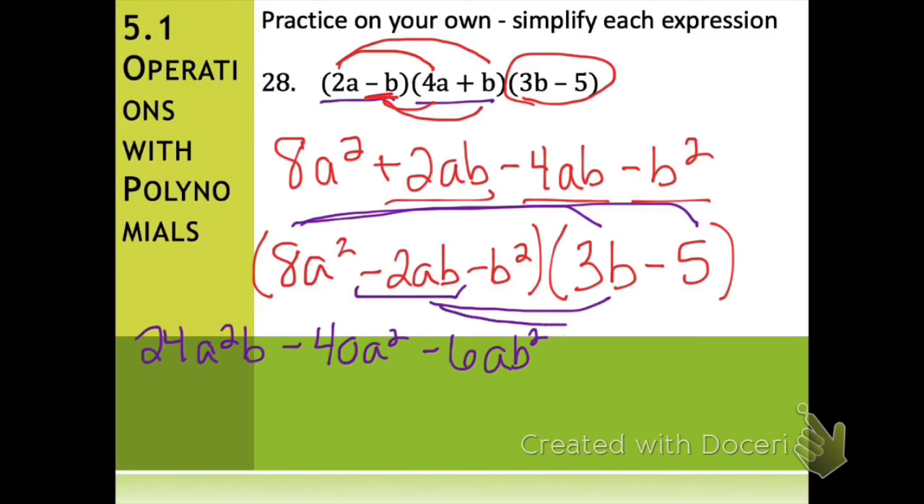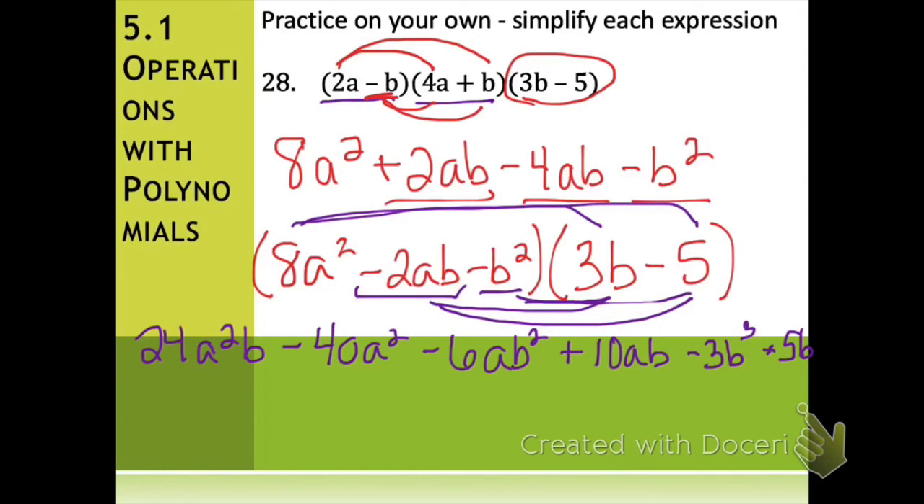And negative 2ab times negative 5. Be careful with the signs. That's going to change to a plus 10ab. Last thing to distribute is the negative b squared. Negative b squared times 3b is minus 3b cubed. And negative b times negative 5 is going to be plus 5b.